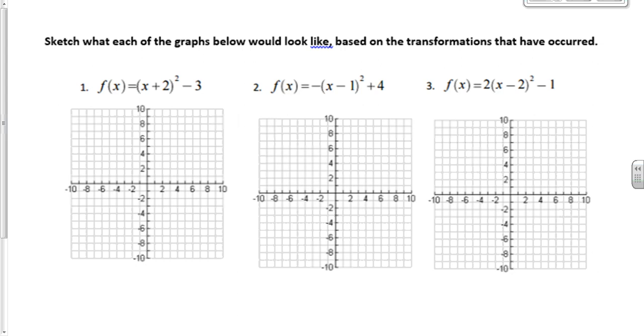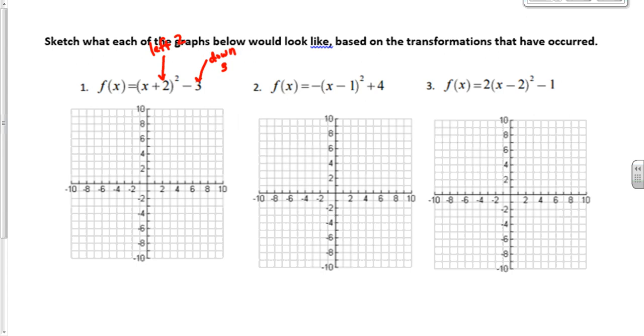So it says sketch what each of the graphs below would look like based on the transformations that have occurred. So we're not going to actually do it point by point. We're just going to kind of estimate. So looking at this first function, I have something that's occurred here and something that has occurred here. Well, I know that that minus 3 means down 3. Okay, this plus 2, it's a plus sign, right? So that's opposite of what I would think. So it's actually moving to the left 2.